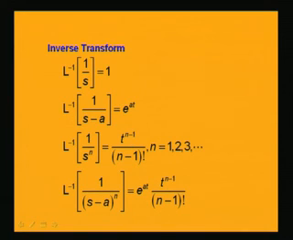Similarly, the shifting theorem is applied here for 1 by s minus a to the power n. You know the inverse Laplace of 1 by s to the power n equals t to the power n minus 1 by n minus 1 factorial. Now here a is subtracted and it is to the power n, so it will be multiplied by e to the power a t. So, the inverse Laplace of 1 by s minus a to the power n equals e to the power a t, t to the power n minus 1 by n minus 1 factorial.